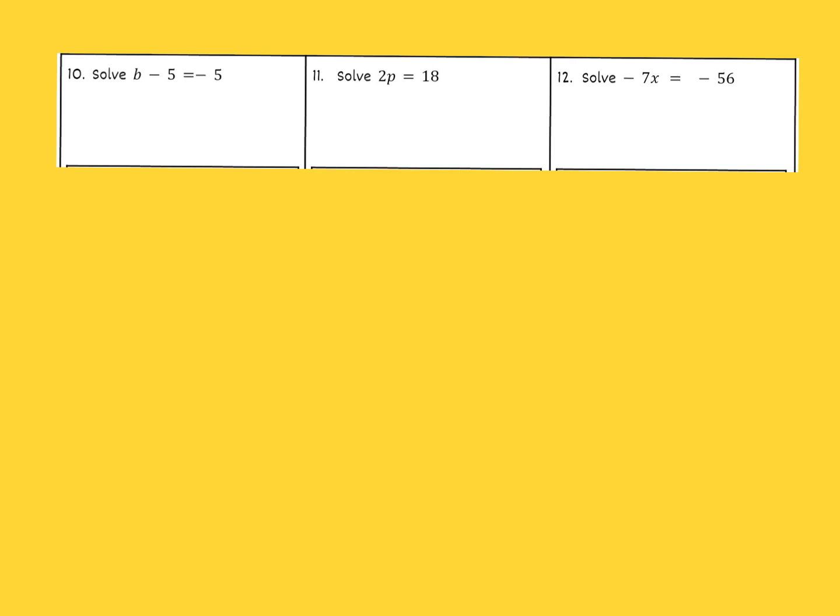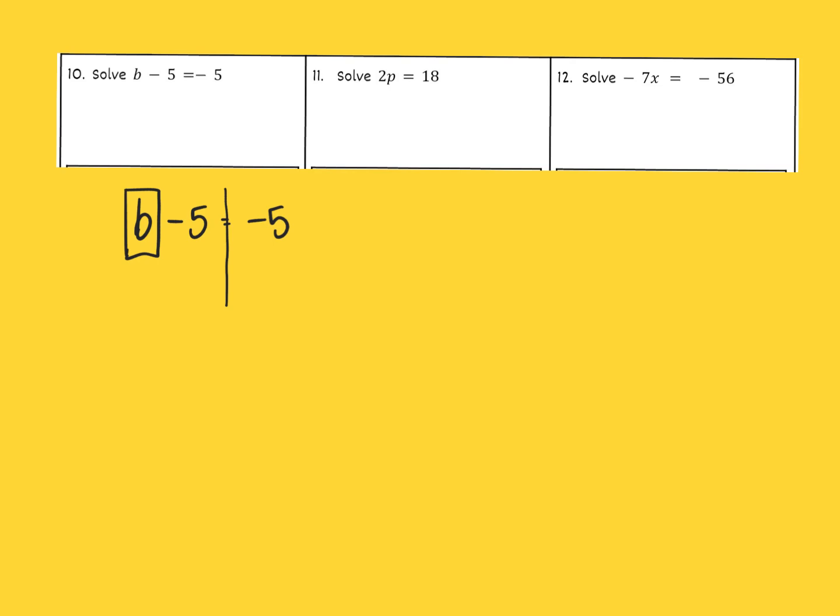Let's start with problem 10. It says b minus 5 equals negative 5. Let's start by making sure that we understand the left side and the right side of the equation. We're solving for b, which is our variable, so I'm going to put a box around it to recognize that I'm solving for b.